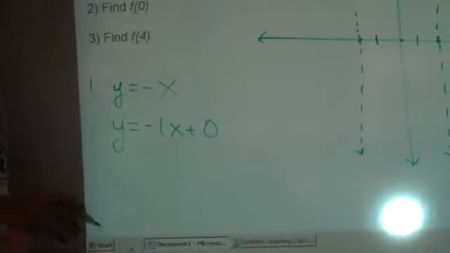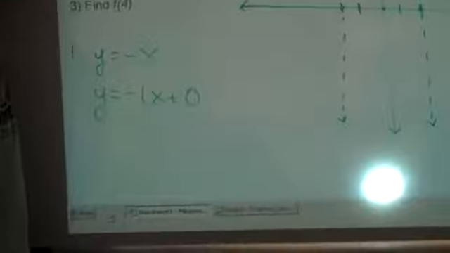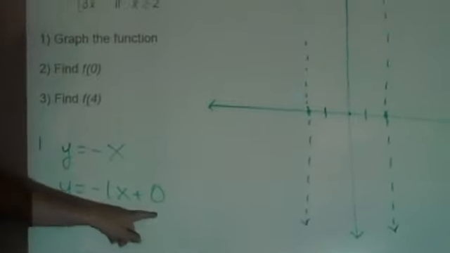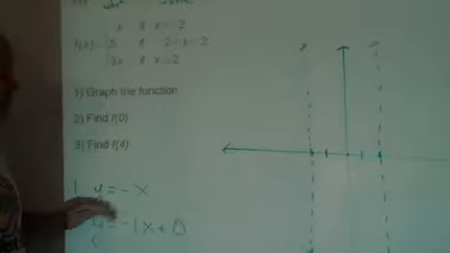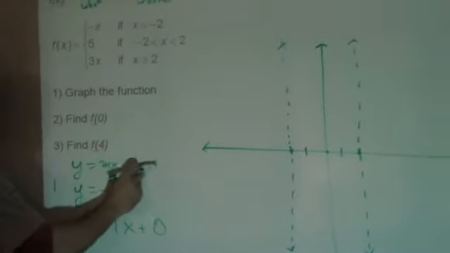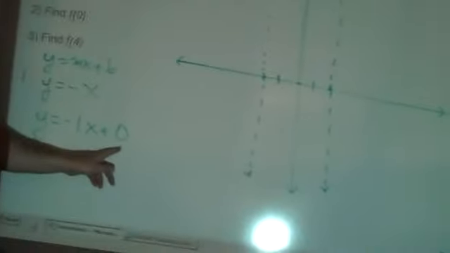Deep breath. Hold on. First thing you have to do is be able to graph this line. This is a line, negative 1x plus 0. How'd you get 0? You always assume, if you're thinking of it as being like y equals mx plus b, if you don't see a plus b, that plus b is 0. Okay, hang on.